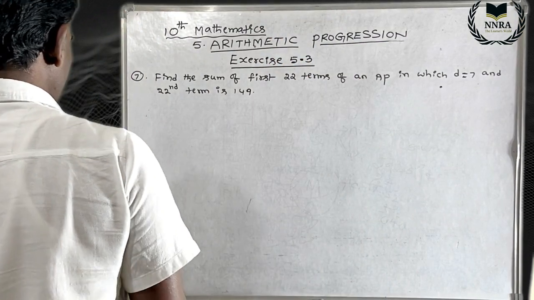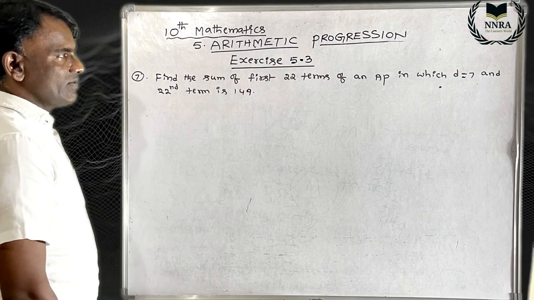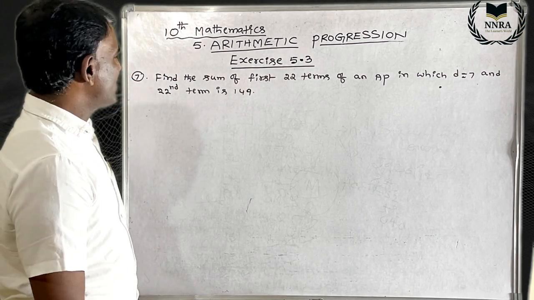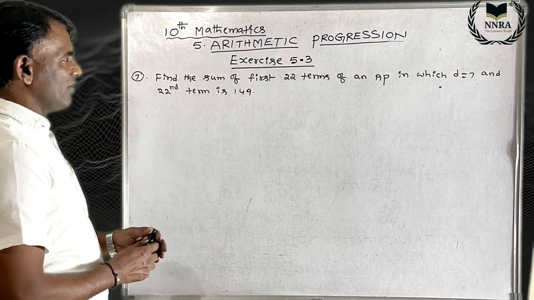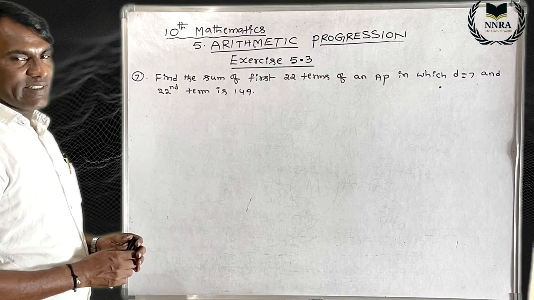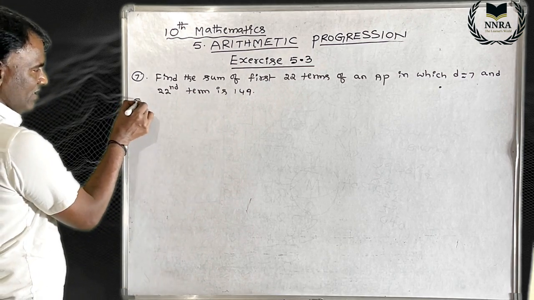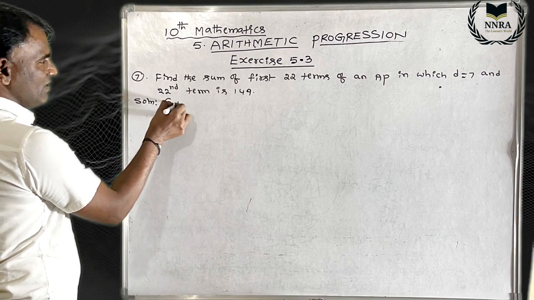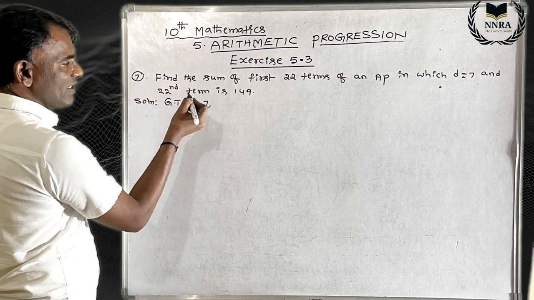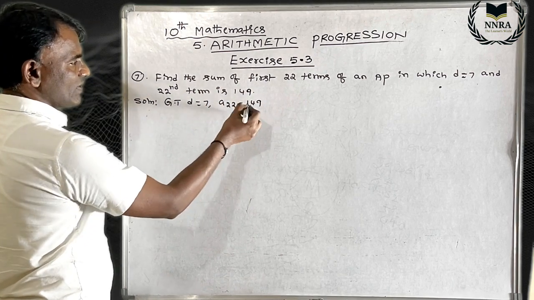Okay. This is next question. That is question number 7. Find the sum of first 22 terms of an AP in which D equal to 7 and the 22nd term is 149. Then just we find S22. That is the meaning of sum of first 22 terms. For that we write the given data. What is the given data? Common difference is given. How much it is? D equal to 7. And the A22 is given, that is 149.